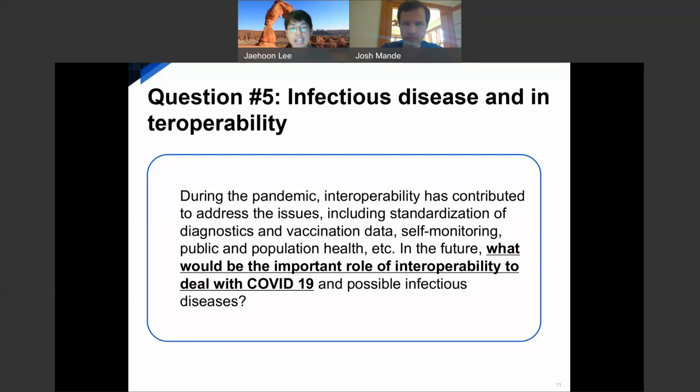But the question is that we've seen that, during the pandemic, interoperability has contributed to addressing issues like standardization of data for diagnostics and vaccination records, self-monitoring and mobile apps, and public health and population health monitoring and surveillance. In the future, what would be the most important role of interoperability to deal with COVID-19, because it is still ongoing? And you're a physician and you know that, but there may be another infectious disease coming after COVID-19. So what do you think about this?